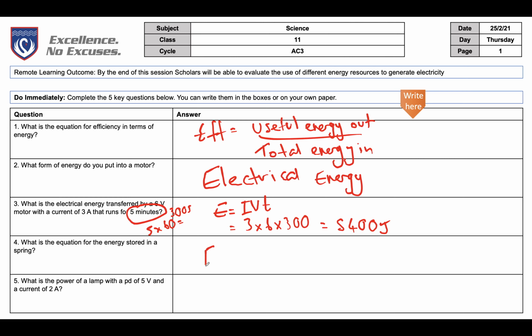What is the equation for the energy stored in a spring? So that is elastic energy, big E with a little e next to it, is 0.5 times the spring constant k times the change in length, the extension, squared. So 0.5 k e squared. What is the power of a lamp with a PD of 5 volts, potential difference of 5 volts, and a current of 2 amps? So power equals current times potential difference, is 2 times 5 equals 10 watts, and it's a capital W.